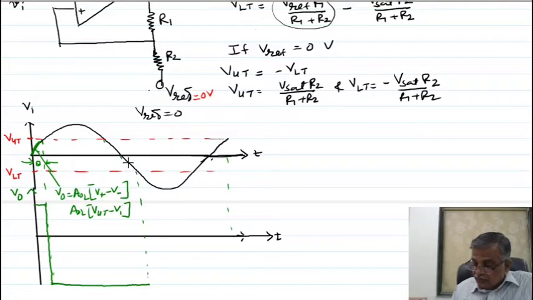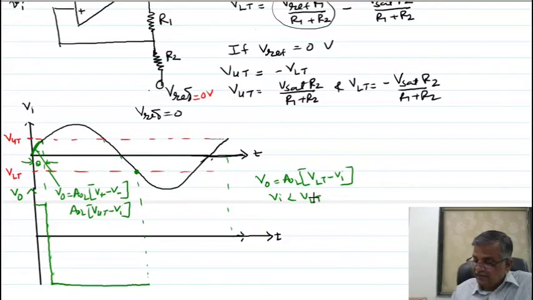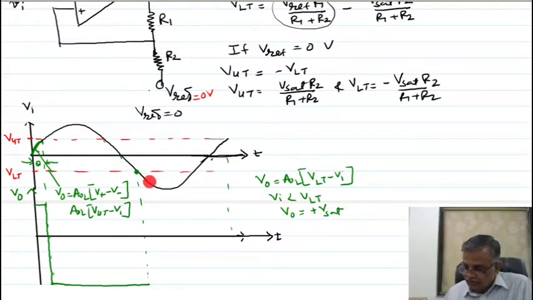And here at this point, look here, VO is nothing but AOL into VLT minus Vi. When Vi is less than VLT, during this time your output becomes positive. Look here, during this time your output becomes positive. So I am getting my waveform like this.